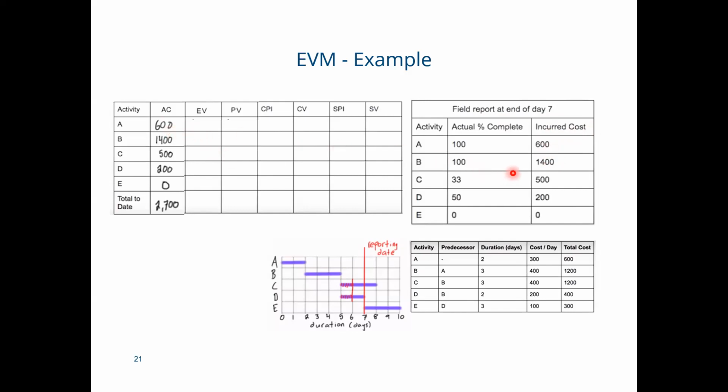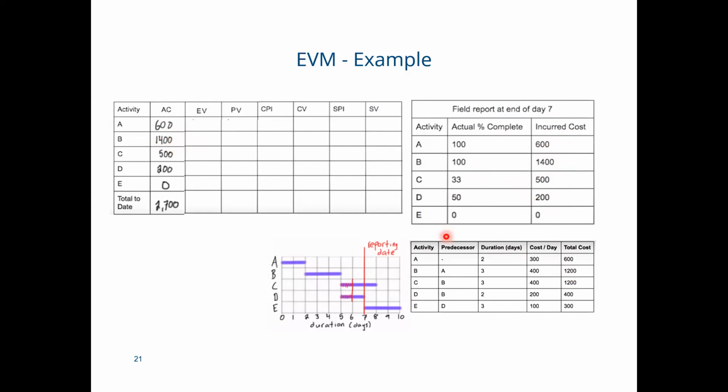For activity B, the incurred cost is $1,400. Notice that we planned $1,200 for activity B, but actually it cost $1,400. So we write here that the incurred cost for activity B is 1,400.